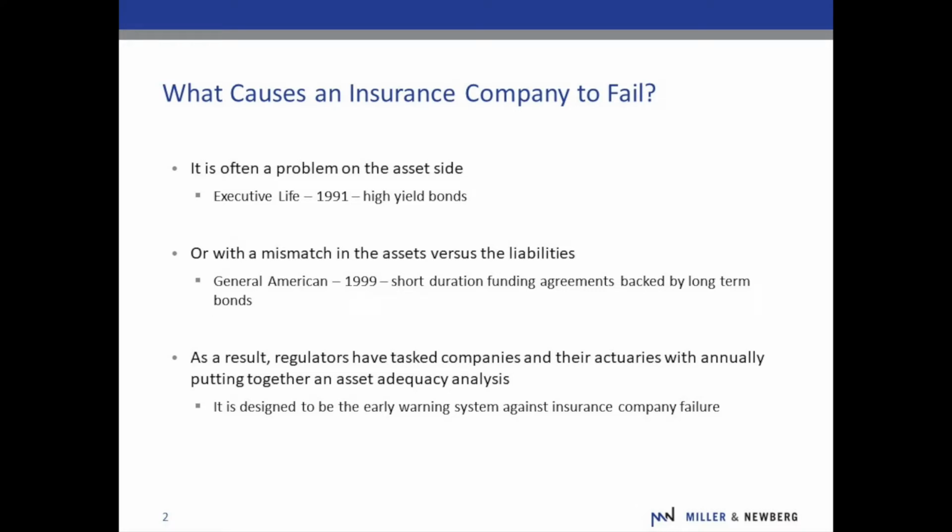And so, insurance companies fail. They can oftentimes fail suddenly and quite unexpectedly. And as a result, regulators have said, there needs to be an early warning system. So let's take a look at what can cause some insurance companies to fail. It is often a problem on the asset side.